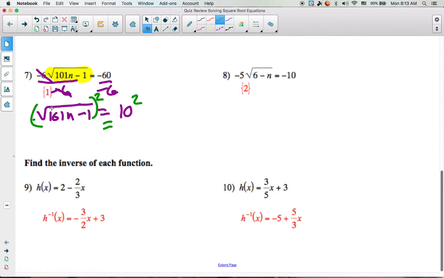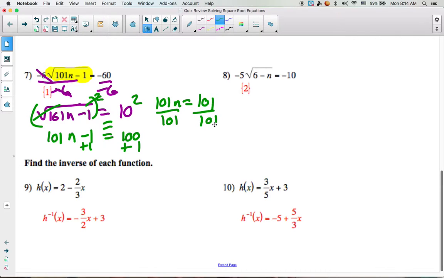When you square a radical, the radical goes away and we're left with 101n minus 1 equals, and then we have to square the 10. 10 squared is 100. And then we're just going to solve for n. I'm going to add 1 to each side. That gives me 101n equals 101. Then divide by 101, and n will equal 1, which is the correct answer.